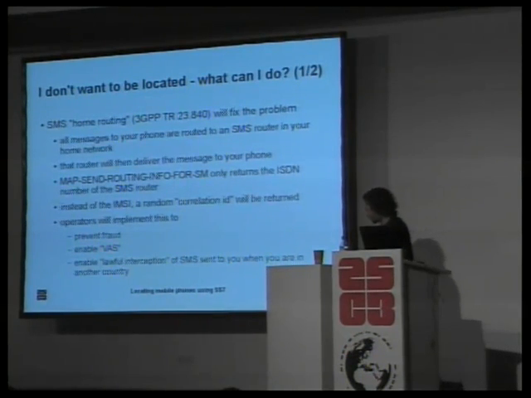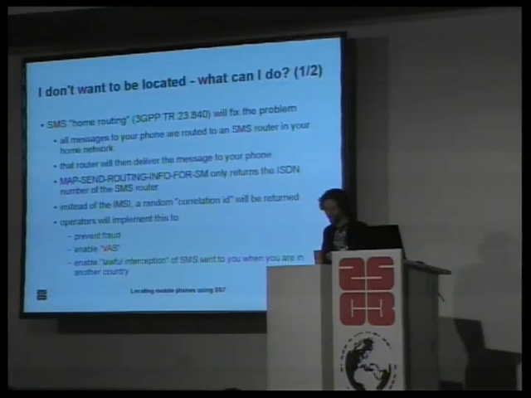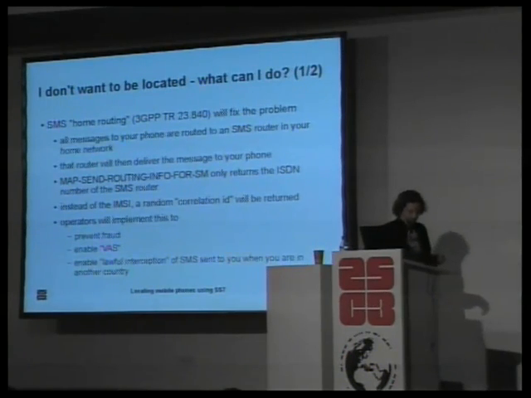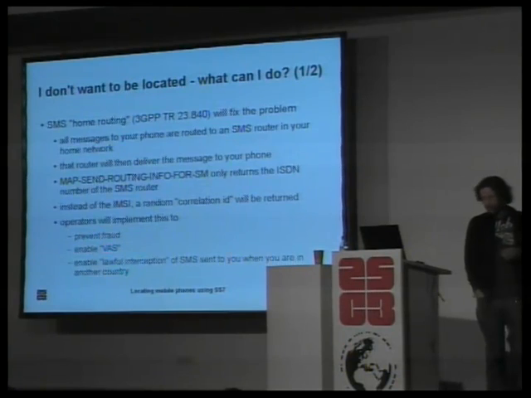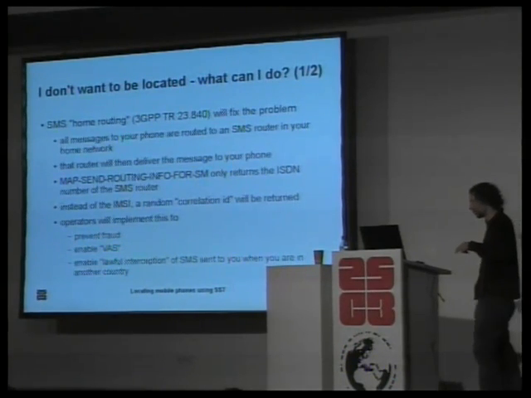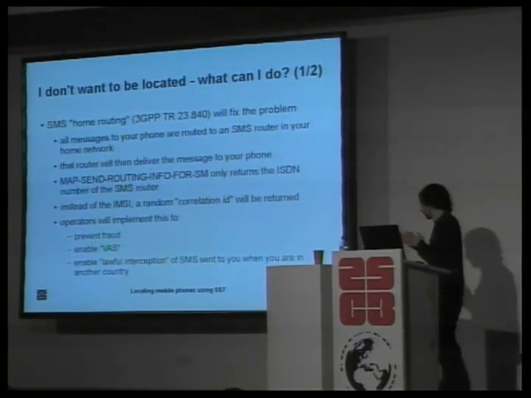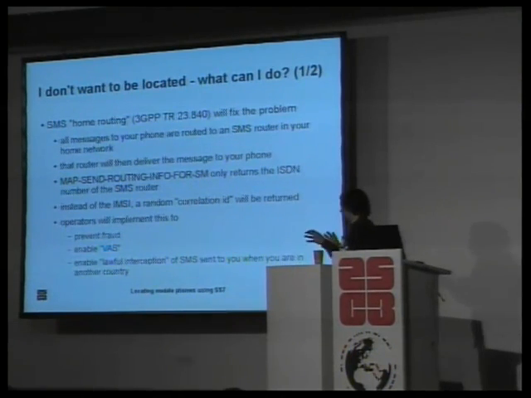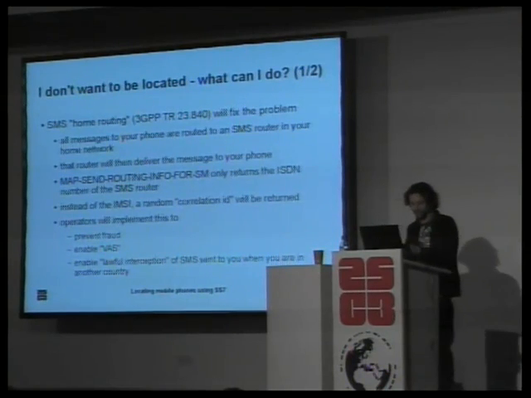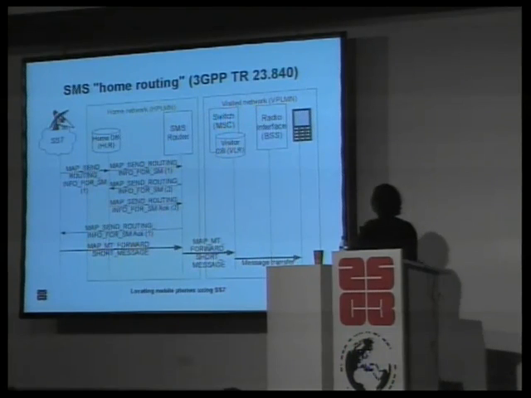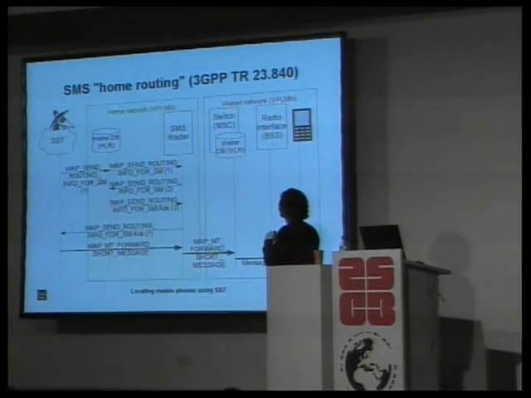Because currently, let's say you have a Swiss subscription and currently you are in Italy, and somebody from Germany sends you a short message, the message travels directly from Germany to Italy and never touches Switzerland. So police in Switzerland cannot read that message. Of course, police everywhere in the world want to read those messages, and so they are implementing this also to enable lawful interception. So this is again how home routing will work.